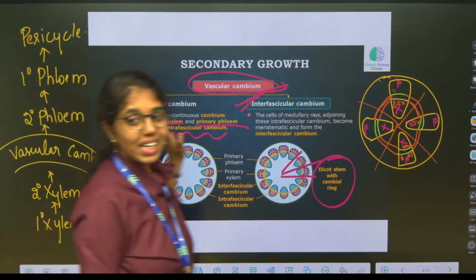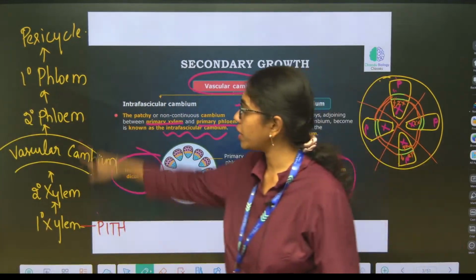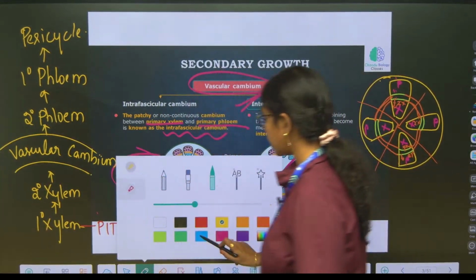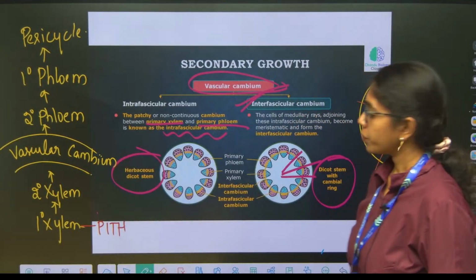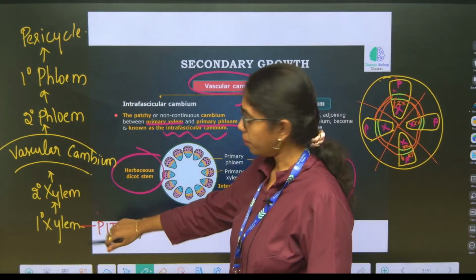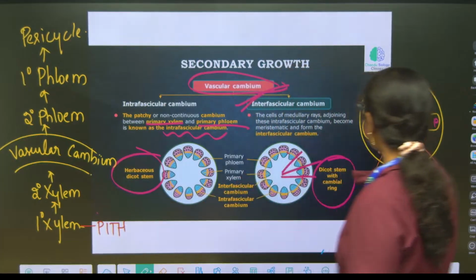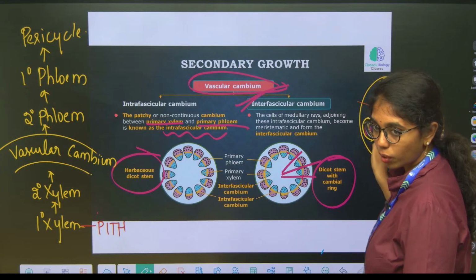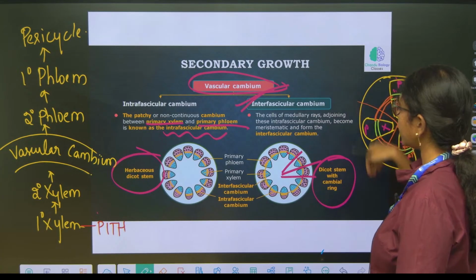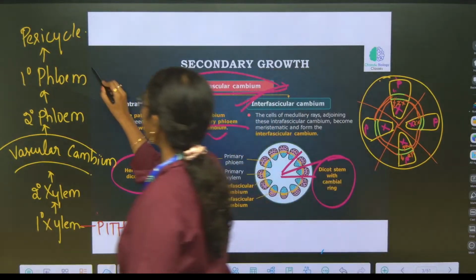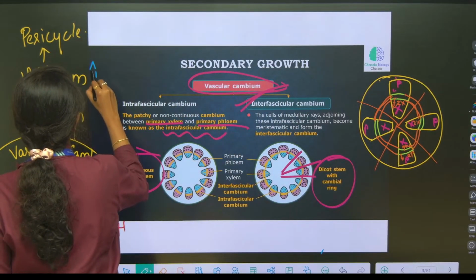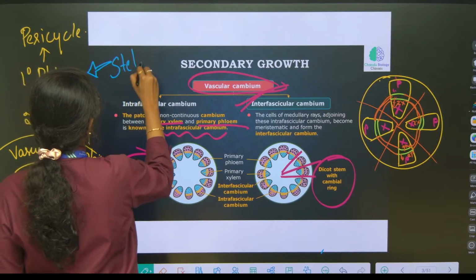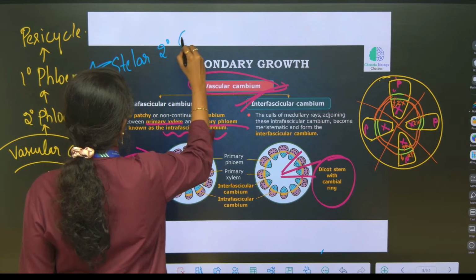So, this is what stellar secondary growth, and this will be the order. Take down quickly. Close to the pith it is primary xylem, next to that secondary xylem, then it will be the cambial ring, the vascular cambial ring, and then it is secondary phloem, then primary phloem, and then pericycle. So, this is what stellar secondary growth.